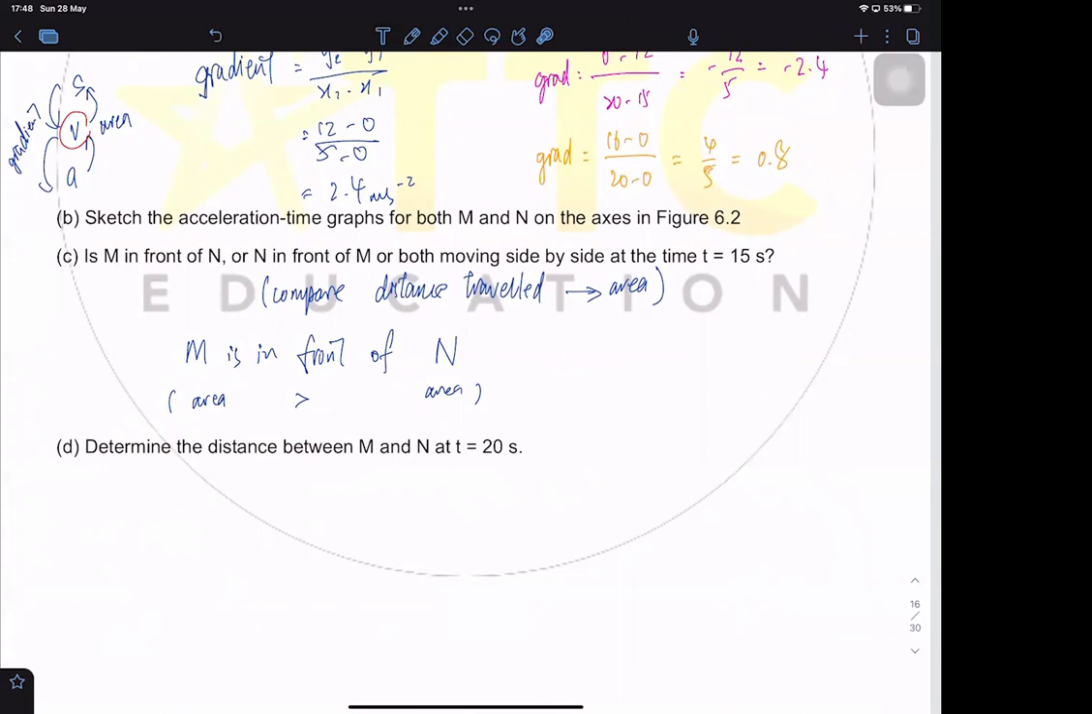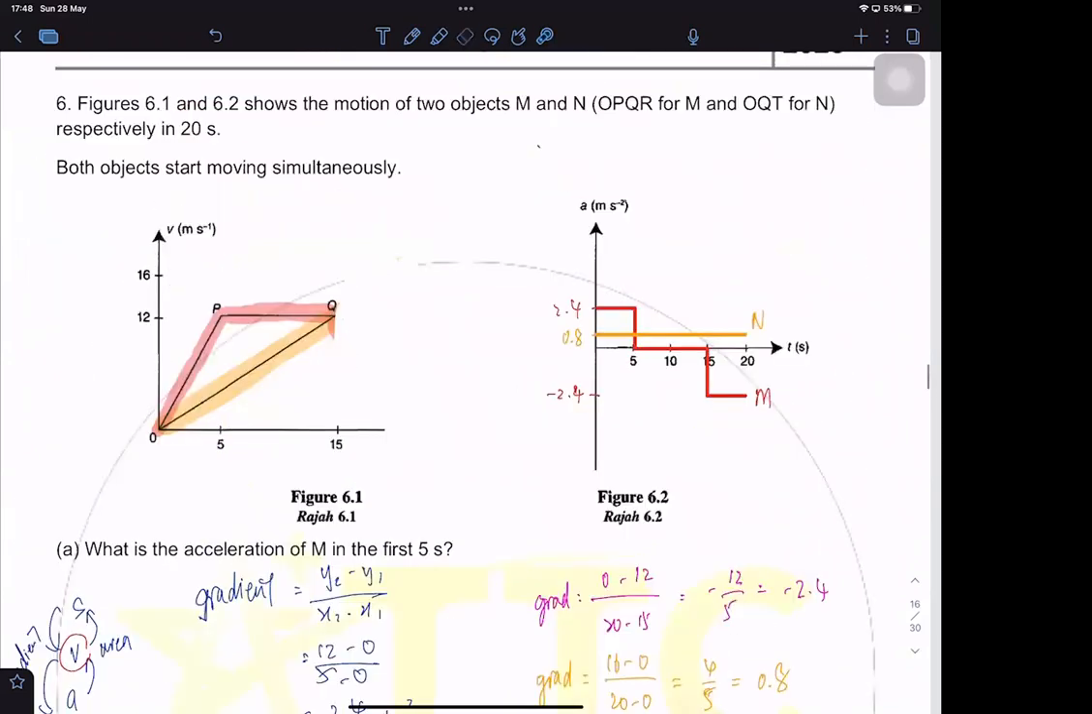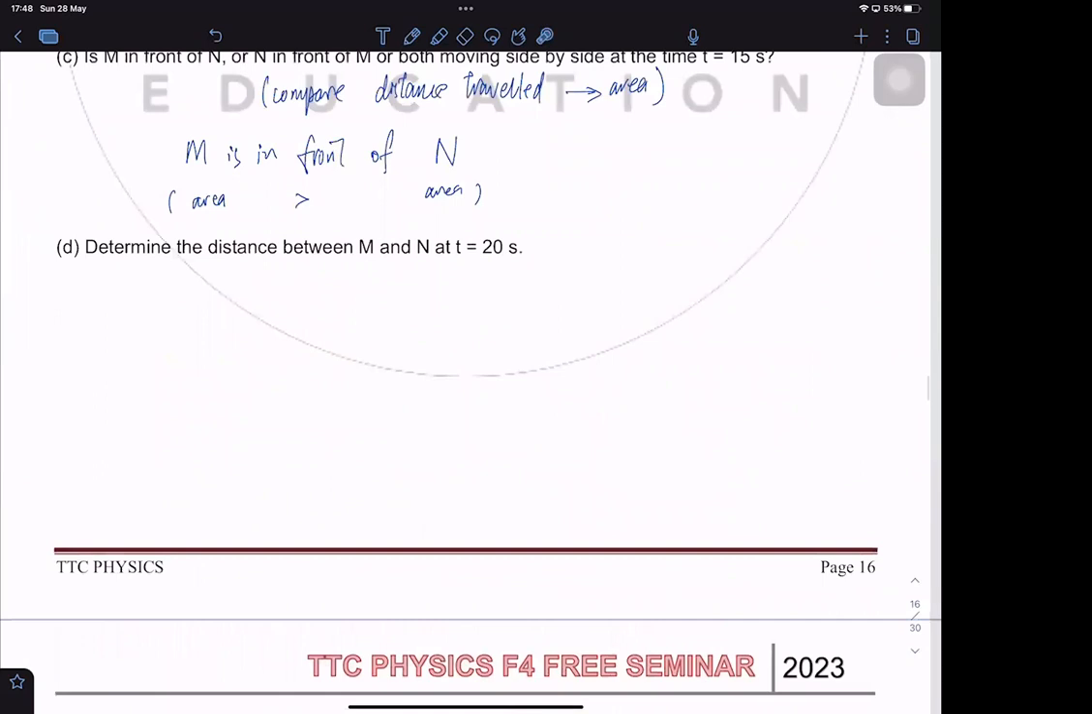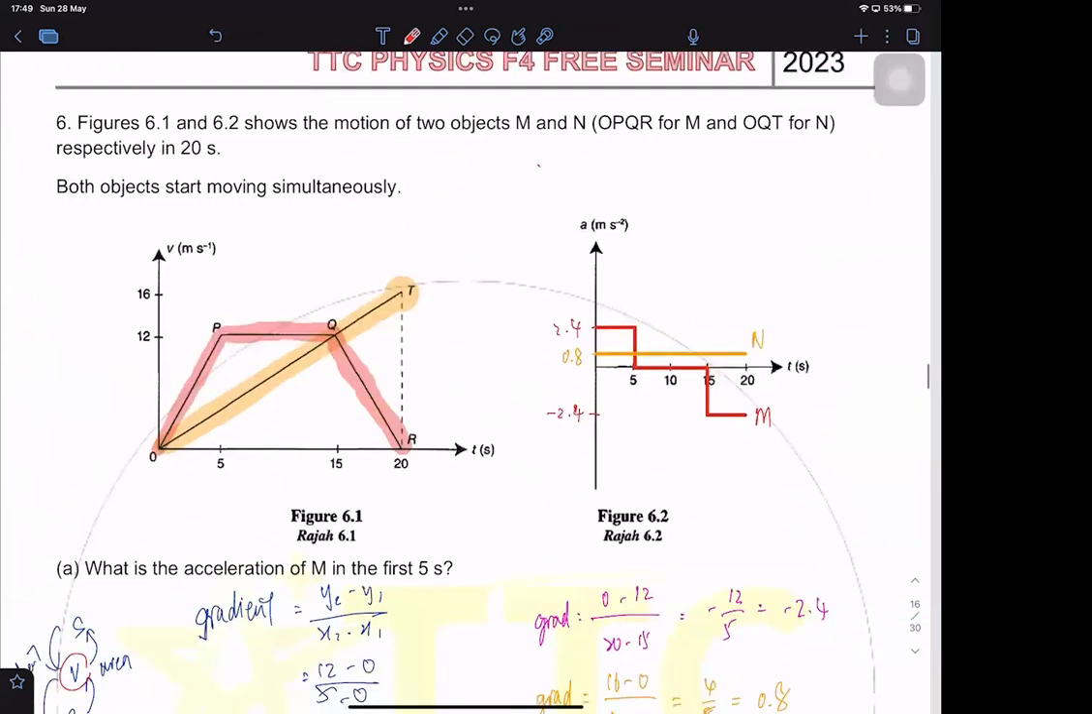So in the end, they still ask you to determine the distance between M and N at 20 seconds. So again, it goes back to distance, right? Distance again means you find the area. So you just find the area for M and N, get both of their distances traveled, then see what the difference is. The difference will be the distance between M and N, no? One person travels this far, one person travels this far. This is the distance between them. Okay, so let's do M first. Area M first. Now, area M is a trapezium.